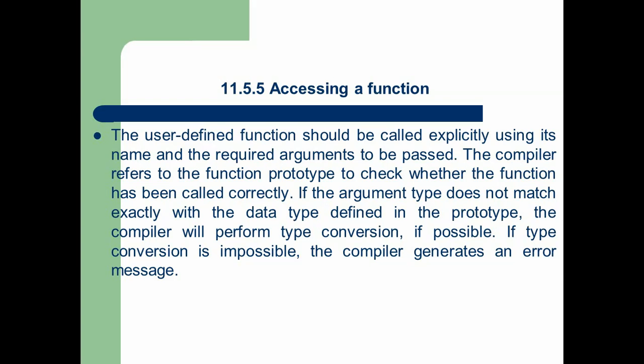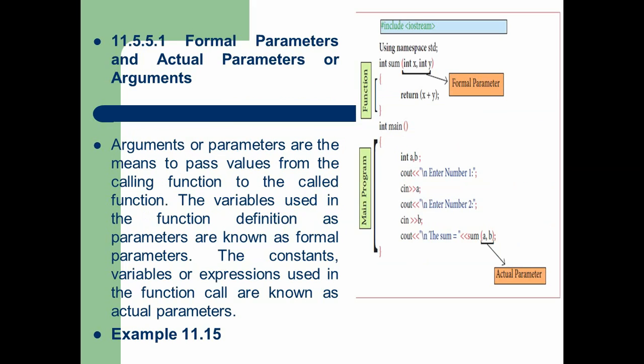If the required values are not passed to the function, the compiler will return errors. In the same way, if type conversion is impossible, the compiler generates an error message. For example, if a function accepts two integer values, but you pass a value as a character, then the compiler will return an error. In the same way, if the function accepts two double values as input and you pass the input as an integer, it will convert this integer data type explicitly into double without any problem. So this is how we can access a function.